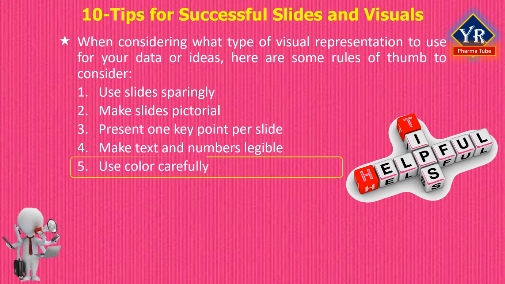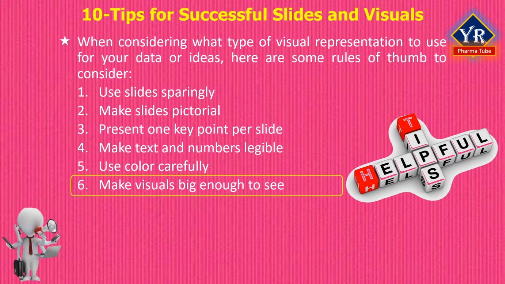Number 5, use color carefully. Use no more than 3 or 4 colors per slide to avoid a cluttered look. The colors used should contrast with each other to provide maximum visibility. For example, a dark blue background with light yellow letters or numbers. Number 6, make visuals big enough to see. Go or walk to the last row where people will be sitting in the hall and make sure that everything on the slide can be seen clearly.